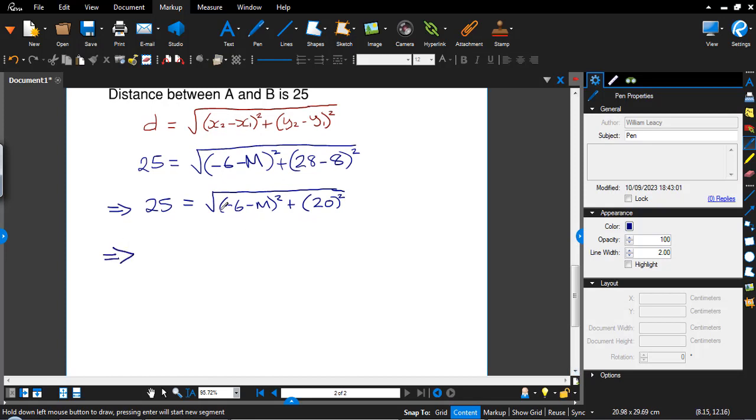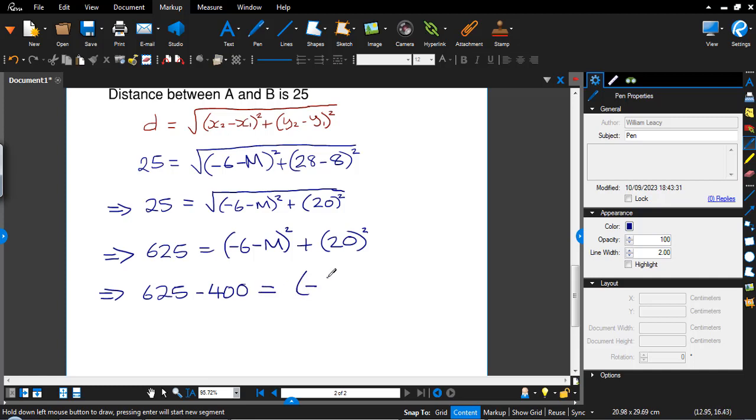That implies I'm going to square both sides, get rid of the square root. So 25 squared is 625 equals, we get rid of the square root because we square both sides, so it's (-6 minus m) squared. That's why we square both sides, otherwise there'd be no point in doing it. So we're just left with what was under the square root. That implies 625 minus, well, that's 400, isn't it? 20 squared is 400. 400 equals (-6 minus m) squared. That implies 225. Now everything is making sense.